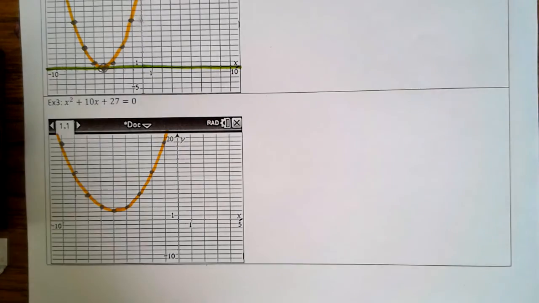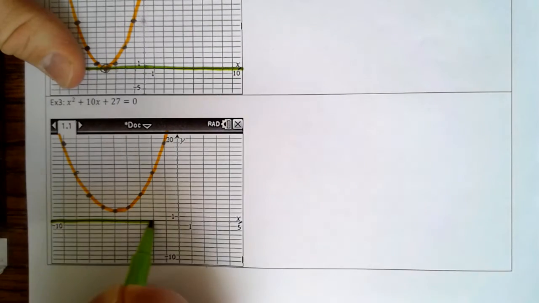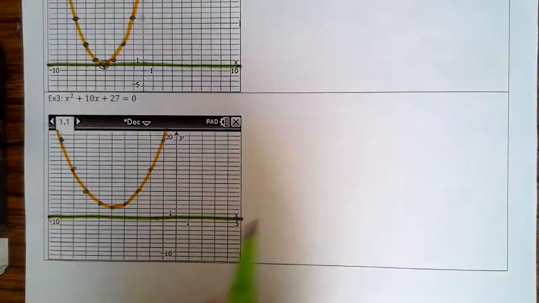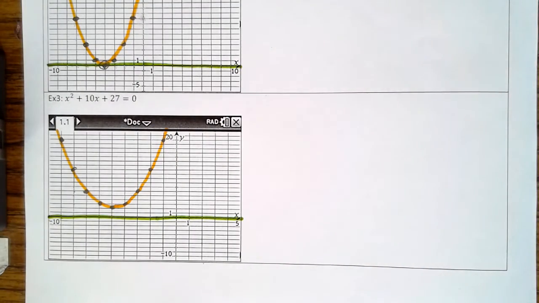You can see here in example 3 that they do not intersect. So we would say that there's no real solution.